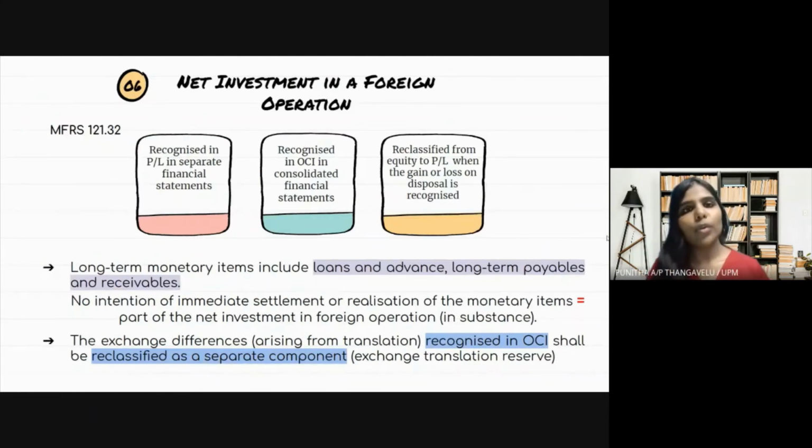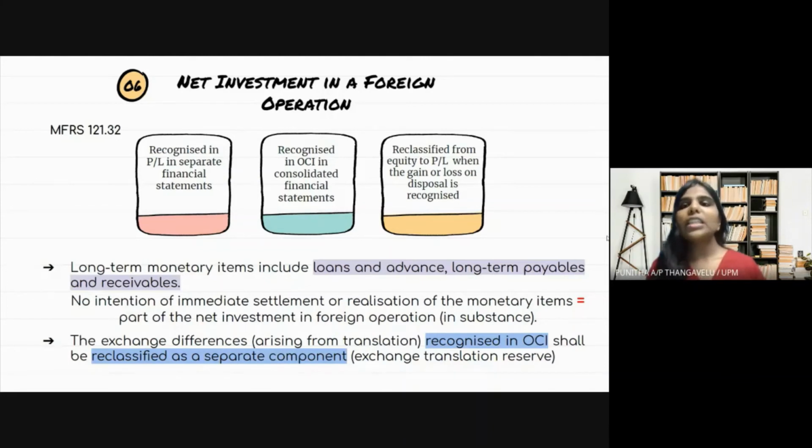Now, let us look into net investment in a foreign operation. The exchange differences arising on a monetary item that forms part of a reporting entity's net investment in a foreign operation should be recognized in profit or loss in the separate financial statements of the reporting entity.